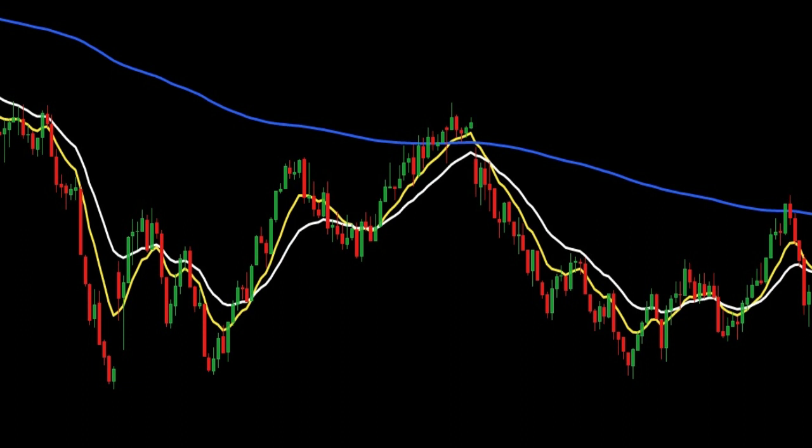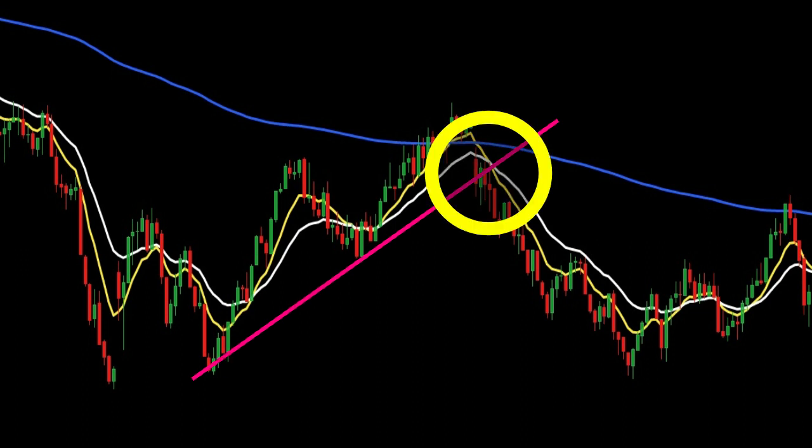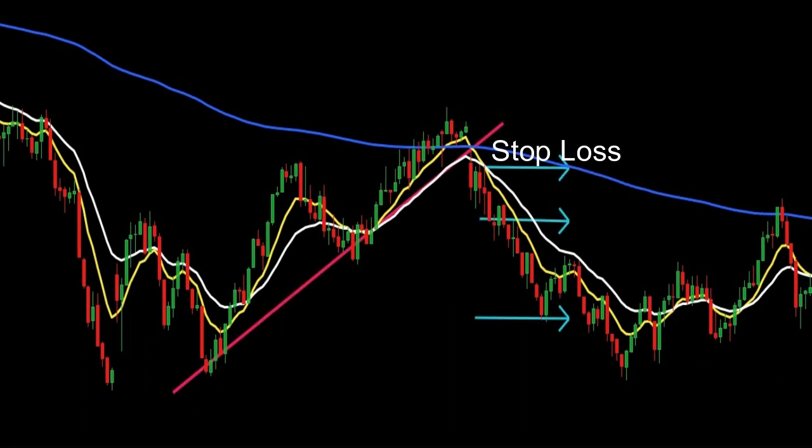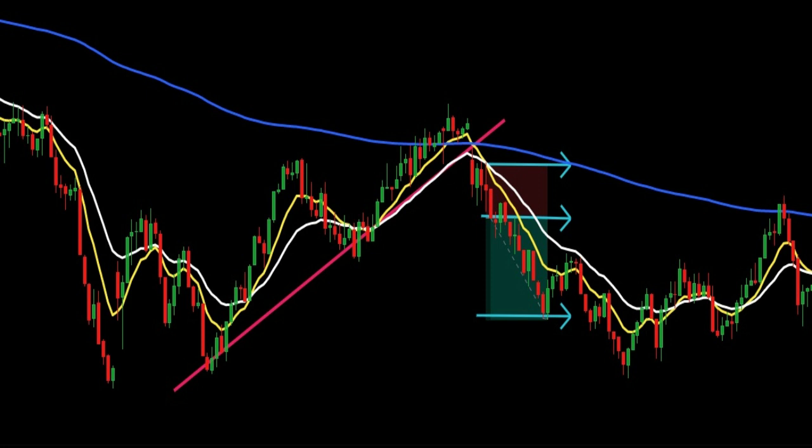Now if we connect these pullbacks and draw a trend line, then your chart looks like this. And as you can see at this point price is breaking the trend line, so we will consider it as a sell opportunity and take a sell trade at this candle. You can put a stop loss at the 200 EMA, or the high of your entry candle, and your profit target would be 2 times, or a 1:1.5 risk-reward ratio. So as you can see here, your profitable sell trade comes to an end.